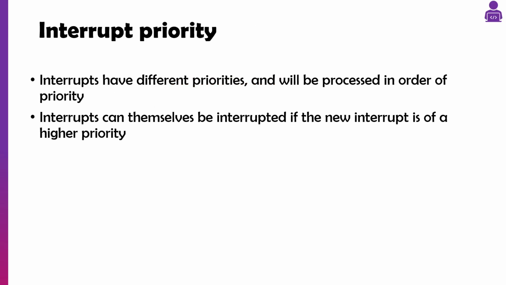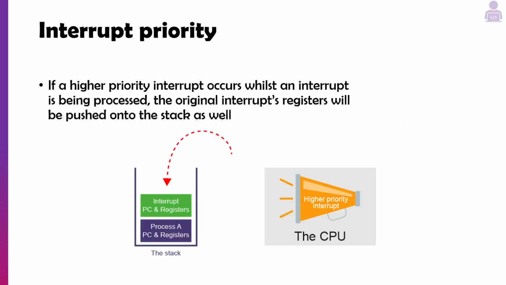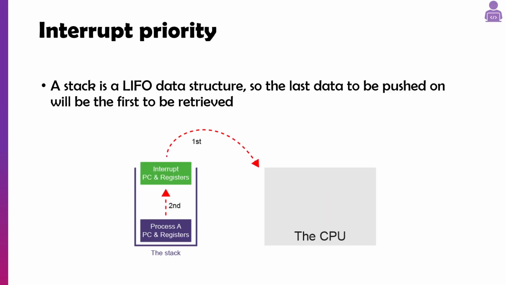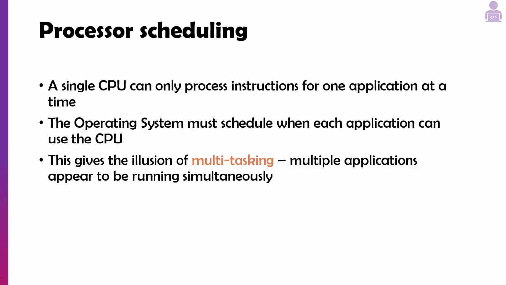Sometimes interrupts have different priorities and these will be processed in that order. An interrupt could be interrupted if the new interrupt is of a higher priority, and so on. If a higher priority interrupt occurs whilst we're doing that interrupt service routine, then the original interrupt will get pushed onto the stack. We'll complete the higher priority interrupt, do the lower priority one, and then go back to process A. As we said, it's a last in, first out data structure, so the last piece of data that's pushed onto the stack will be the first thing that gets done after that.